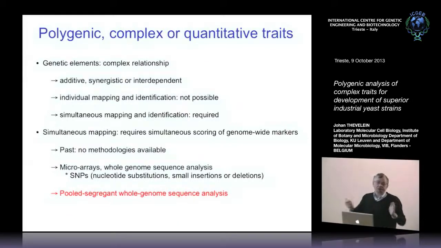And when we use two unrelated yeast strains, we have 10,000, 20,000, 50,000, 60,000 SNPs between two strains so that we easily cover the whole genome. Based on this new high-throughput sequencing technologies that we use, not so much for the sequence, but we use them to follow the SNPs as markers, we have developed the technology of pooled segregant whole genome sequence analysis.